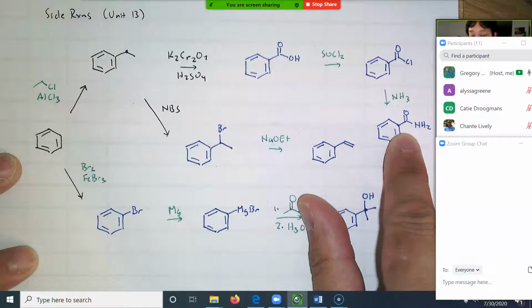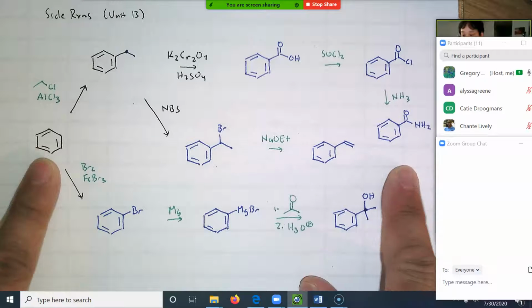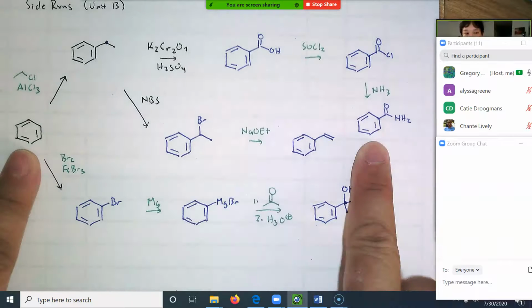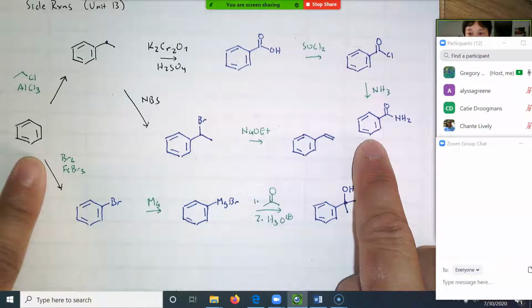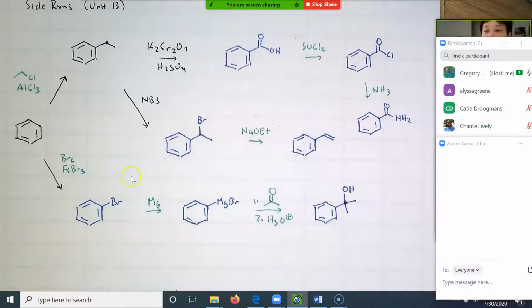That's why these side reactions are important to know. How do you get an amide? Heck, how do you go from this benzene all the way to here, right? You have to get an acid chloride, right? Just give me 1 second.